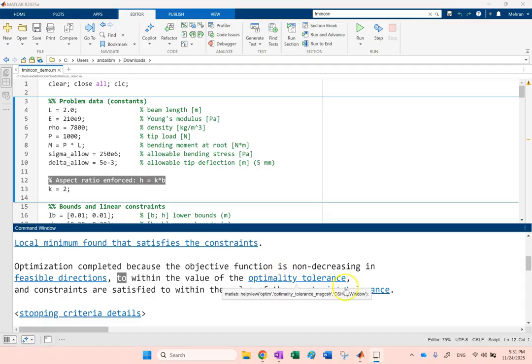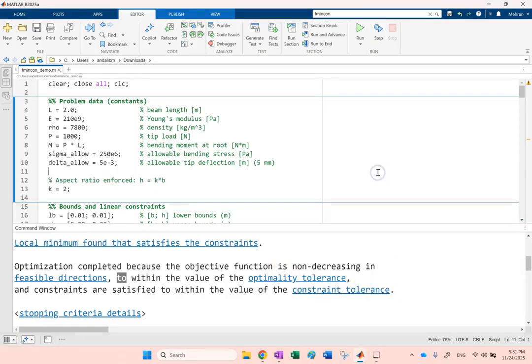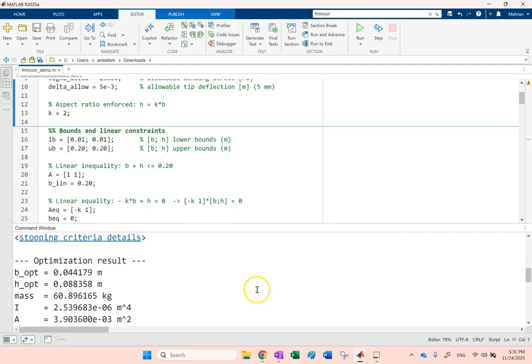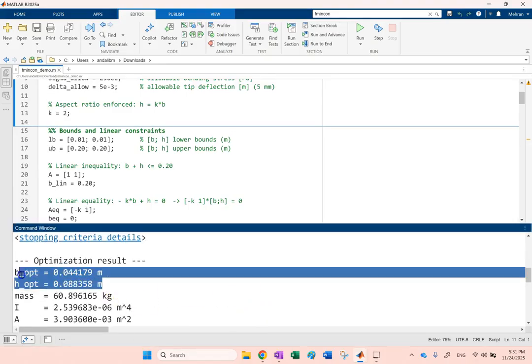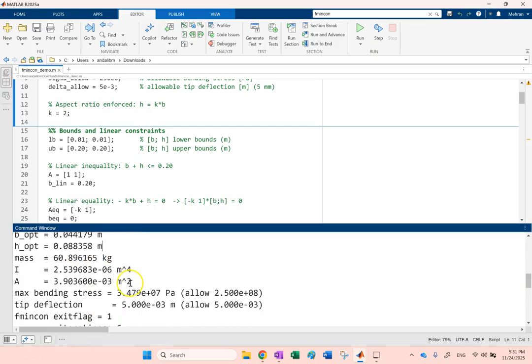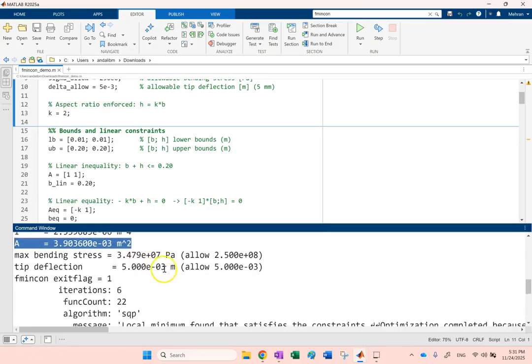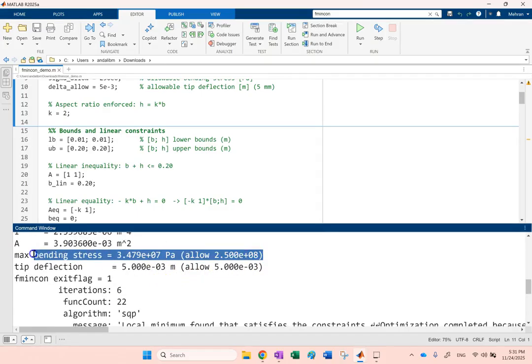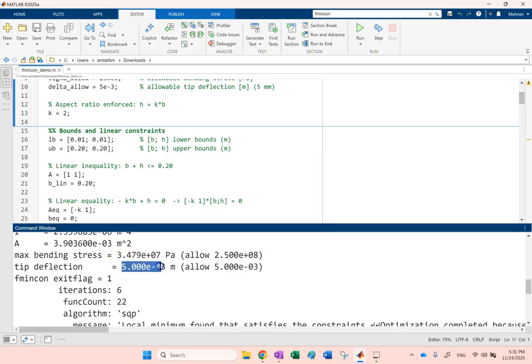Of course, with the optimality tolerance and the constraint tolerance. And if we go down here, it shows you that 44 mm for B and 88 mm for H is the best set. The best mass you can get is 60 kilograms. This is the moment and the cross section if you want. Then the maximum bending stress is going to be, as you can see, much less than the allowable. The tip deflection is basically almost at the allowable number.